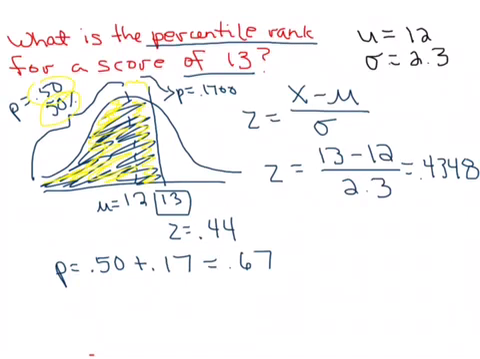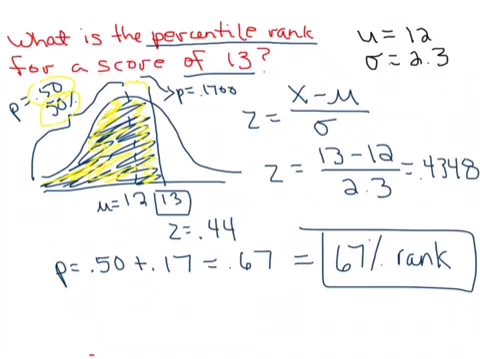Now, because we're asking for percentile rank, this should be stated as a percentage. So this actually equals 67 percentile rank. That would be your final answer for this one. That's how you work through to get a percentile rank using z-score with a raw score. Okay, let's try one other one.